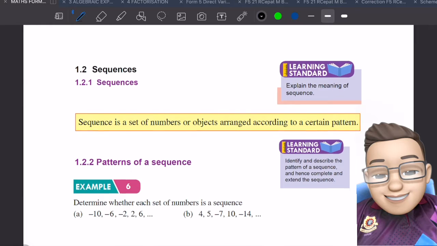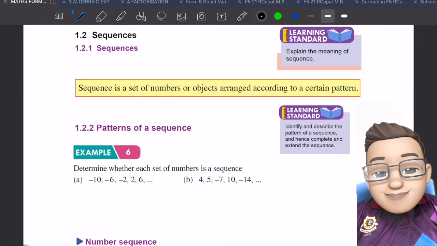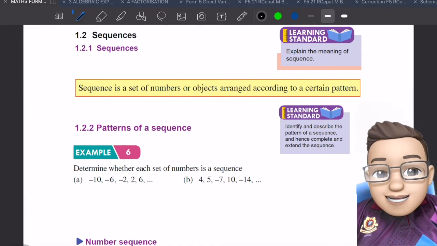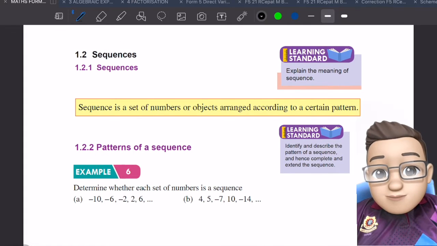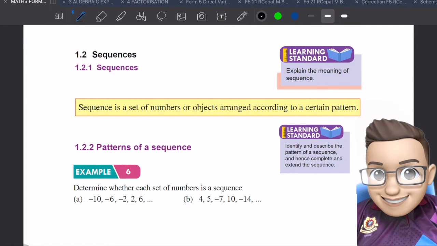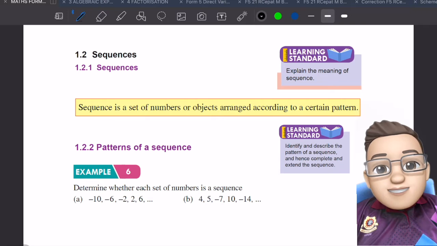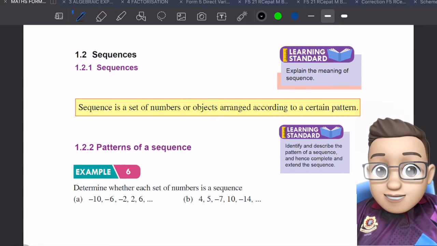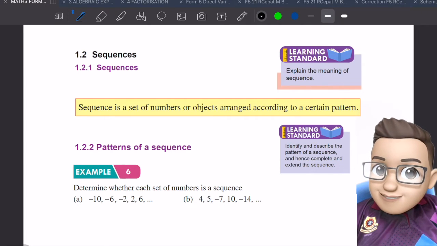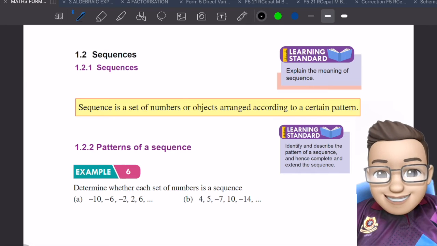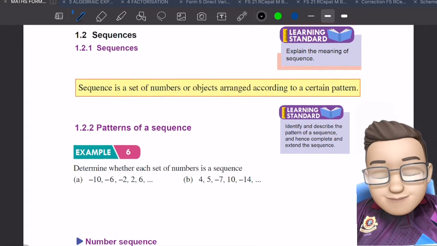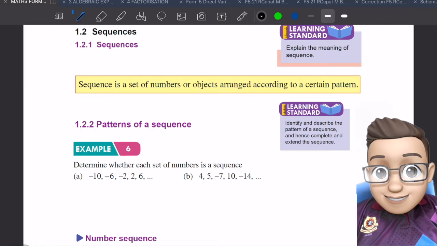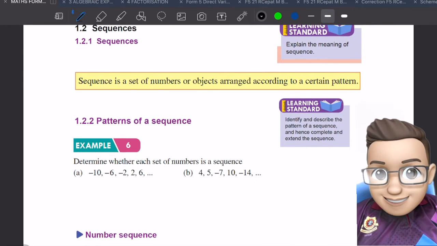The second subtopic is patterns of a sequence. In this subtopic, we are going to learn about sequences, but you need to use your prior knowledge from the first subtopic. In the previous subtopic you learned about patterns, so you will use it here.